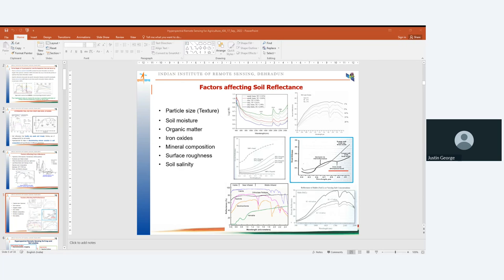Then coming to the contribution of organic matter, this shows the spectral reflectance behavior of different mixtures, the sand versus organic matter mixture. The topmost one indicates the spectral reflectance behavior of a material which contains 100% sand. Further graphs show the organic matter content increasing with a reduction in sand, totally 100%. Here it has 25% organic and 75% sand, and the last one is 100% organic. So that means with increasing organic matter content, the overall reflectance of a particular soil gets drastically reduced.